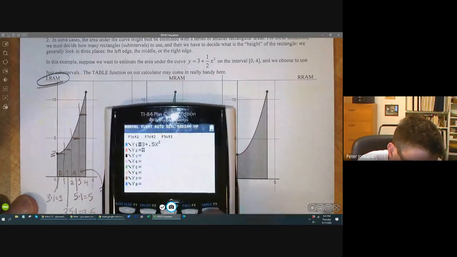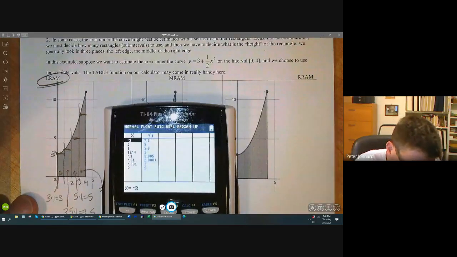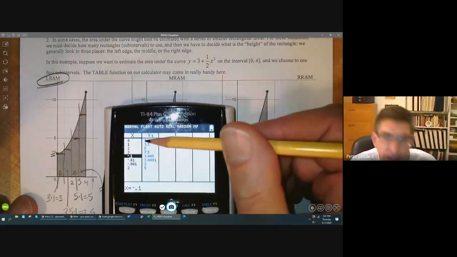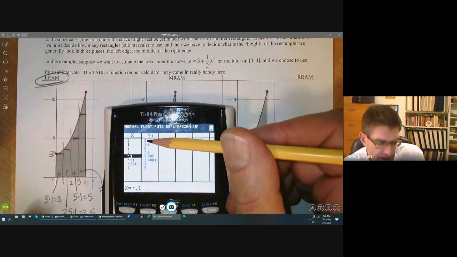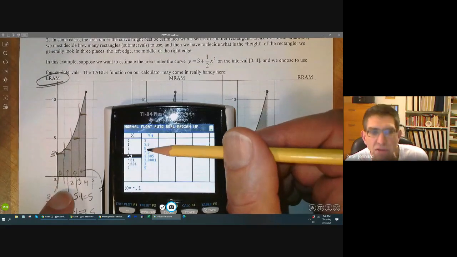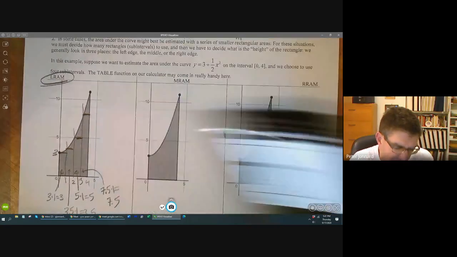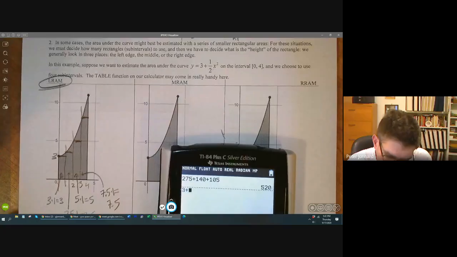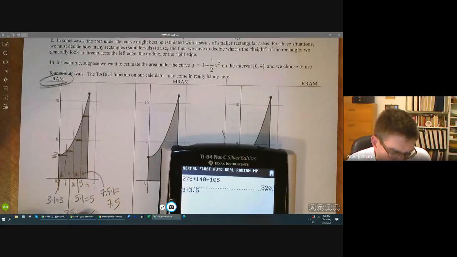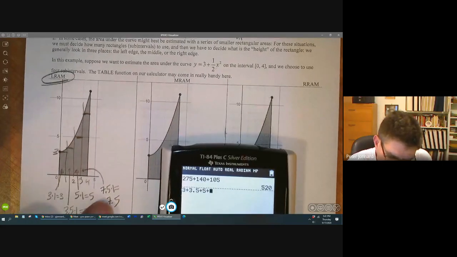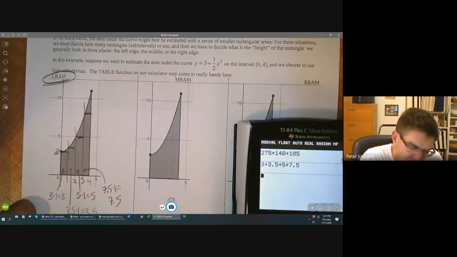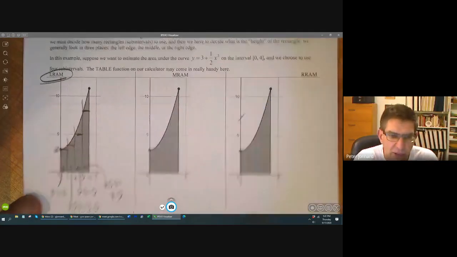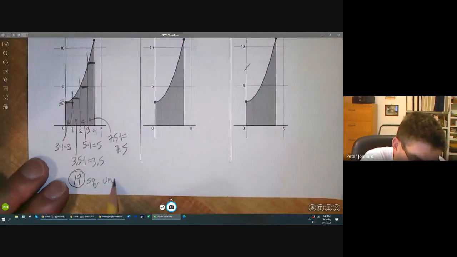If I go to the table and I type in a 0, a 1, a 2, and a 3 in there, these are the areas that I got, because remember, the width of the interval is 1. So 3 times 1, 3.5 times 1, 5 times 1, and 7.5 times 1. And now it's just a question of adding those up. So I add up the 4 areas, 3 plus 3.5 plus 5 plus 7.5, and I end up with a total area of 19 square, oh, I'm off the paper. I'm sorry. 19 square units.